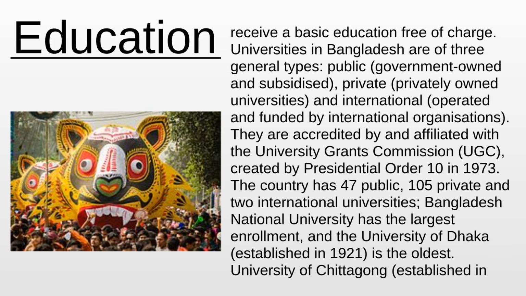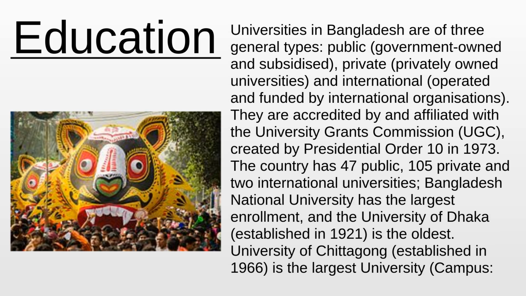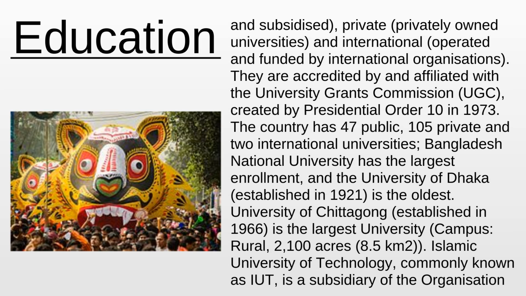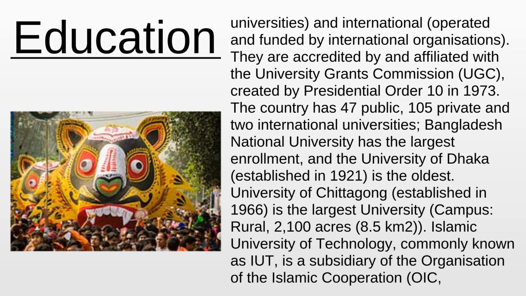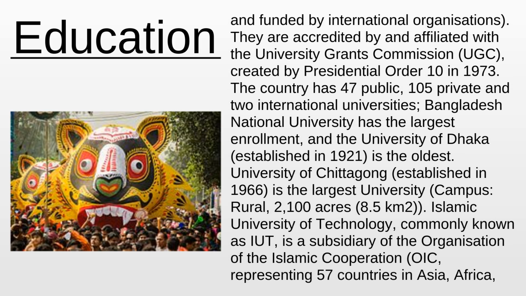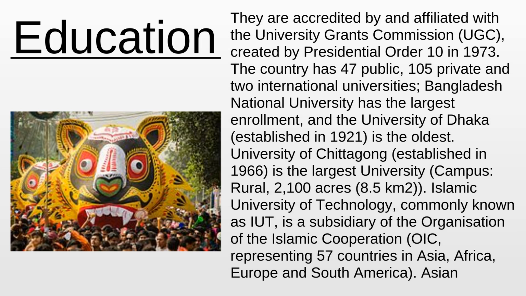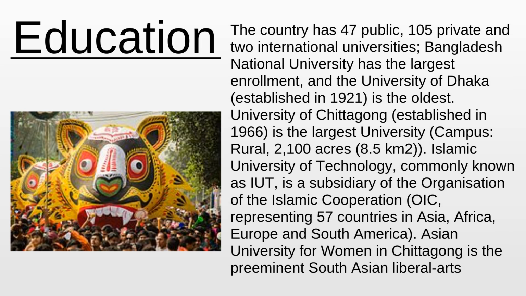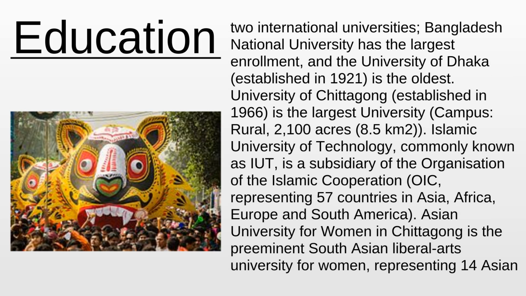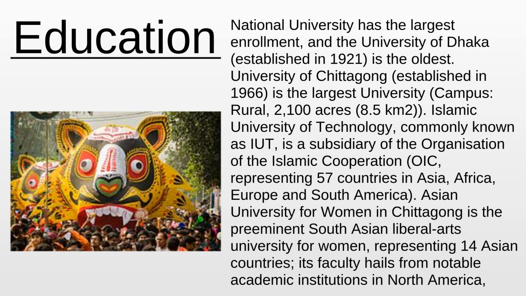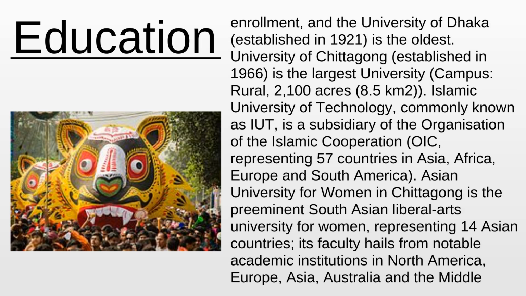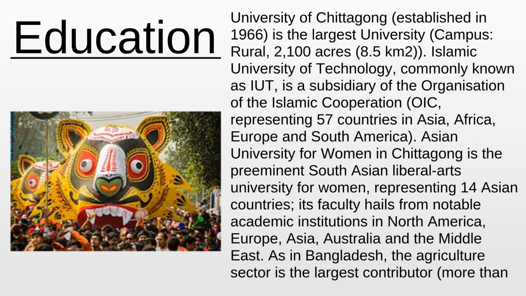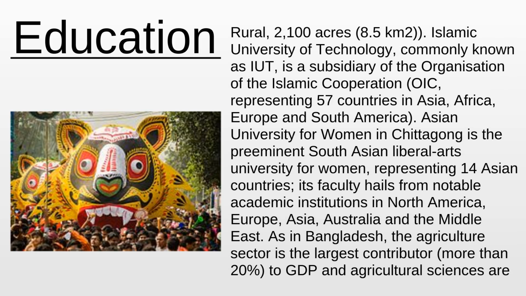Universities in Bangladesh are of 3 general types: public, government-owned and subsidized; private, privately owned universities; and international, operated and funded by international organizations. They are accredited by and affiliated with the University Grants Commission, UGC, created by Presidential Order 10 in 1973. The country has 47 public, 105 private and 2 international universities. Bangladesh National University has the largest enrollment, and the University of Dhaka, established in 1921, is the oldest. University of Chittagong, established in 1966, is the largest university. Campus, rural, 2,100 acres, 8.5 square kilometers.